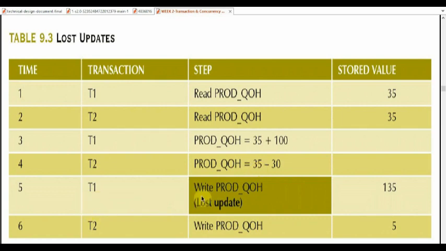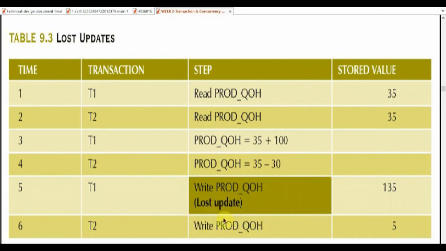Then we have T1. What will happen with T1? T1 will write value 135 because it basically has made an addition of 100 to the 35, so we have 135 there. What about T2? T2 goes ahead and performs its transaction, which is 35 minus 30, and that gives us a 5, and then it updates that particular value. As you can see, we have a lost value.